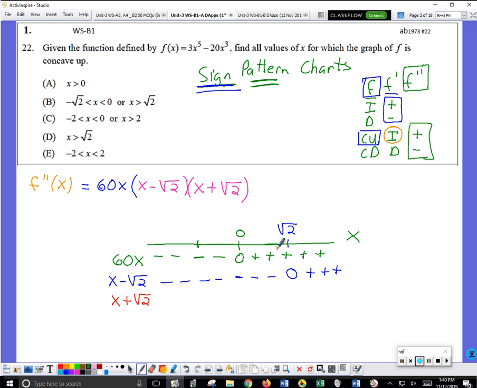So we do the last one. That's negative root 2. So somewhere over here, kind of. So now I plug in a value here. What I often do is I pick really easy numbers. So I just say, what if I plugged in negative 10? Well, negative 10 plus root 2 is definitely going to be a negative number. One test is sufficient. All the others will follow the same pattern. Good? Come over here, plug in 0 is a good test. So these are all positive.